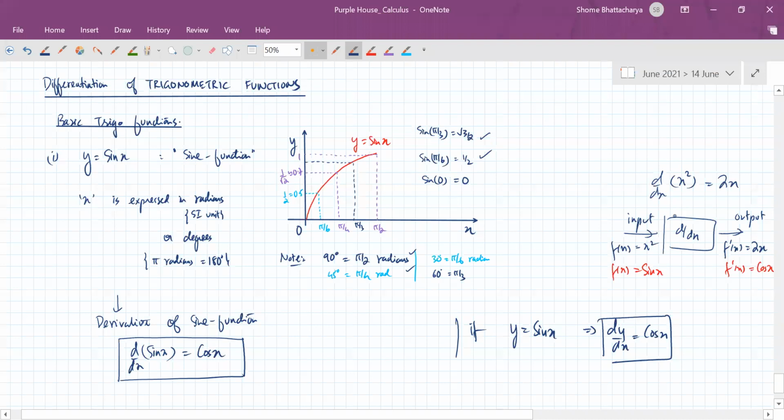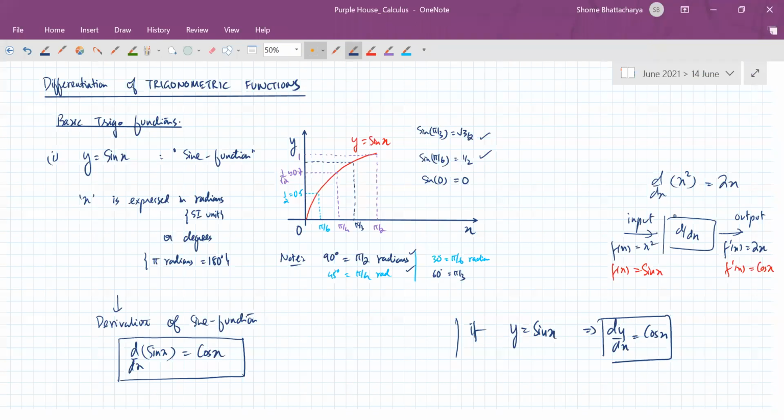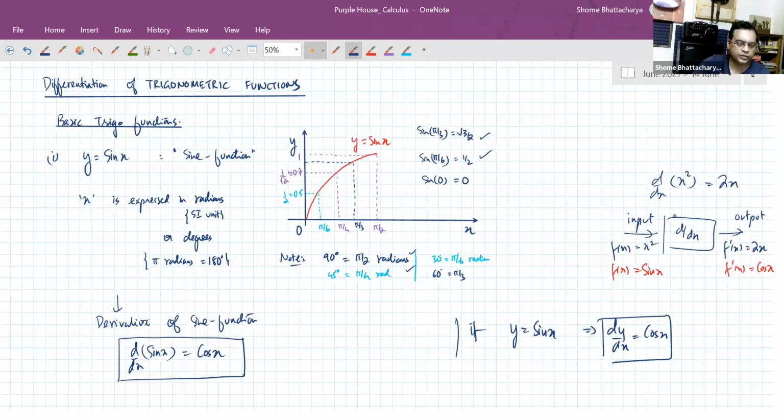Sir, this relation of input and output is just in between sin x and cos x. Yeah, so just like for the fundamental trigonometric function sine x, the derivative is cos x. Like that, we have formulas for all the other trigonometric functions also, like the cos function, the tan function, the cosec function. So are we going to study them? Yeah, we are going to be studying all of them. So this is the first one.